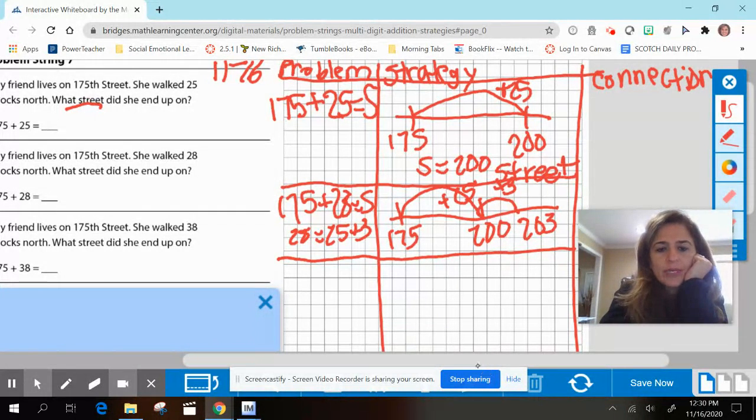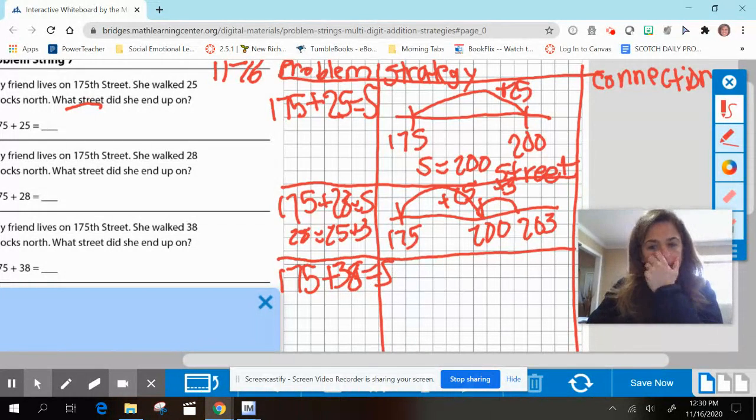Her starting point, again, is 175. And instead of going 28 blocks, she has to go 38 blocks. So 175 plus 38 equals S. Oh, I forgot to write here. I'm just going to circle the answer. Okay.